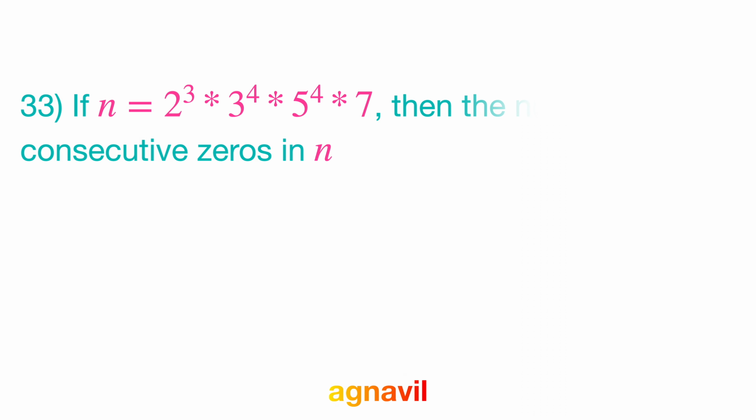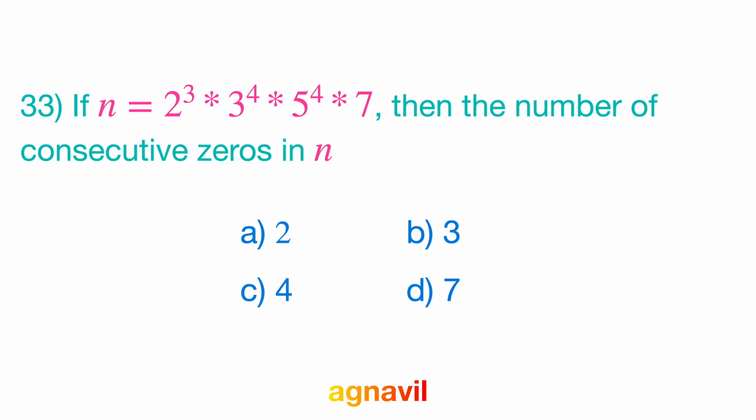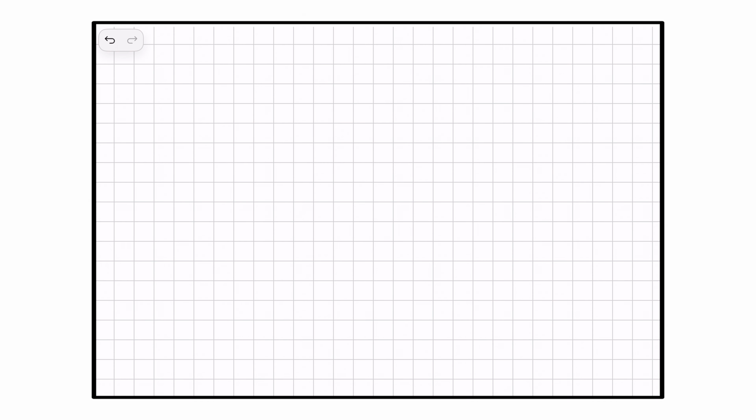If n is equal to 2 cube into 3 power 4 into 5 power 4 into 7, then the number of consecutive zeros in n is, where n is a natural number. We have already solved a similar problem earlier. I will quickly go through this. So n can be written as n is equal to 2 cube into 5 cube into 3 power 4 into 5 into 7.